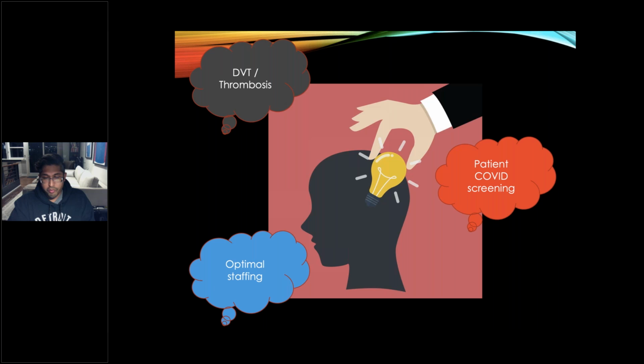Another issue is the staffing model. One of the things that we've dealt with, and I'm sure many of you have seen at your own institutions, is people in the IR team, whether it's physicians, nurses, techs, whoever, getting sick, or getting exposed to someone who has COVID, and they end up having to quarantine themselves. Well, if everyone is quarantined at once, there's no one to do the procedure, and there's obviously a need for IR procedures on a daily basis.